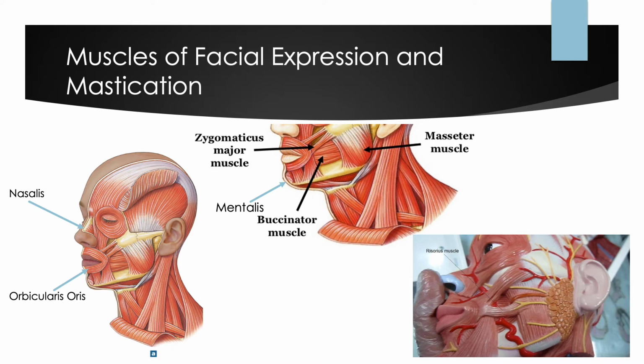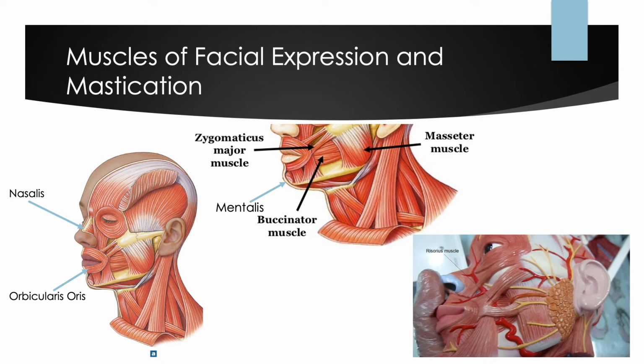Next, we have the orbicularis oris, which is that circular muscle that you can see going around the lips in the left picture. Next, we have the mentalis, which is just the muscle of your chin, so you can think about the mental region. Next, we have the buccinator, or "buccinator," as I've heard it called, and that's just that sideways muscle that is deep in your cheek region.